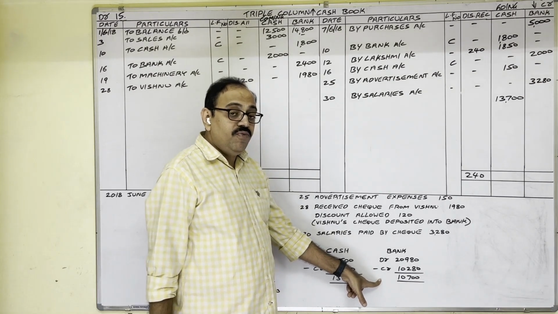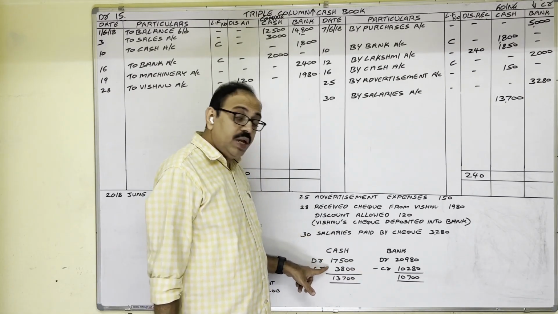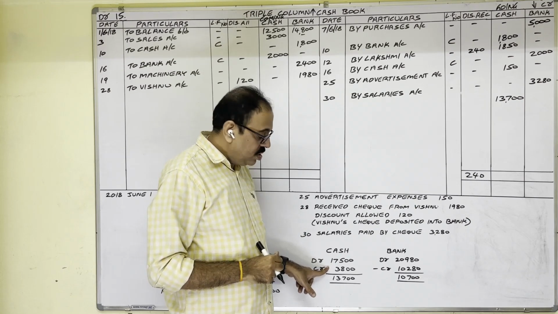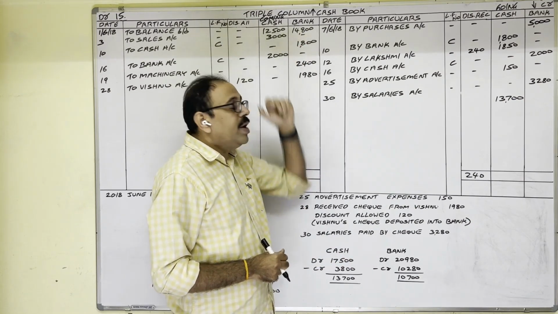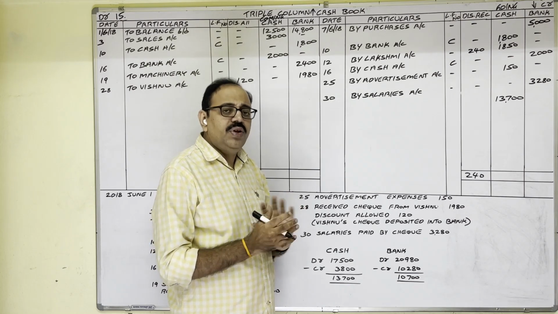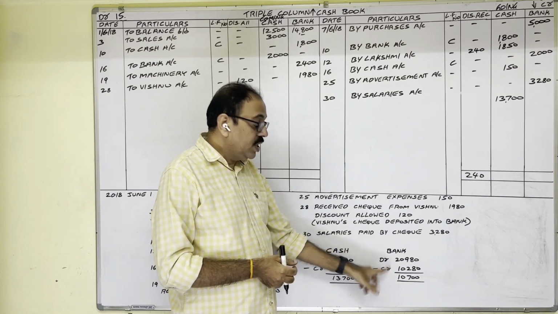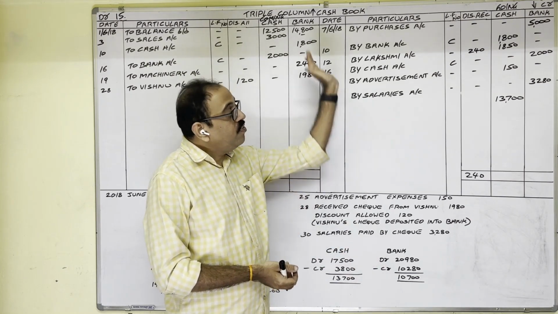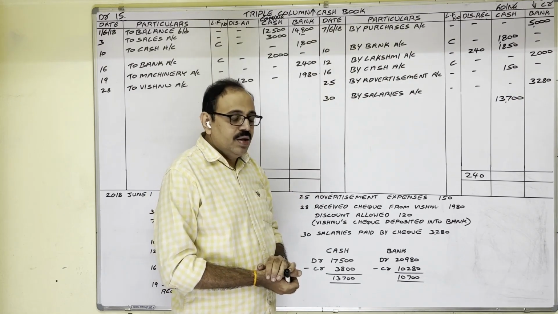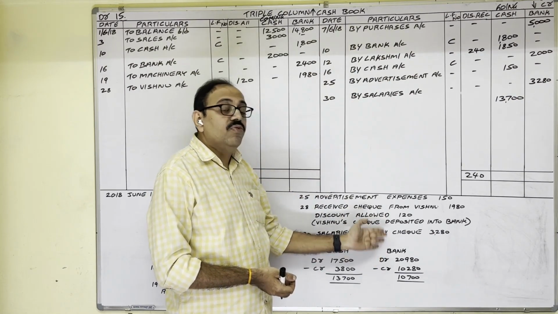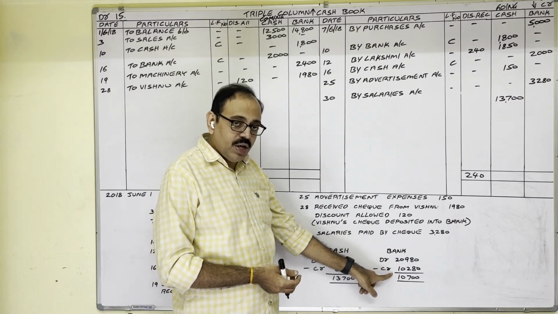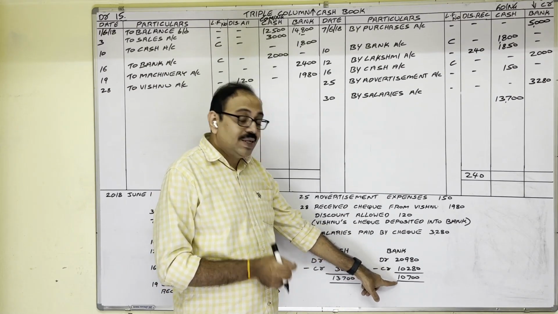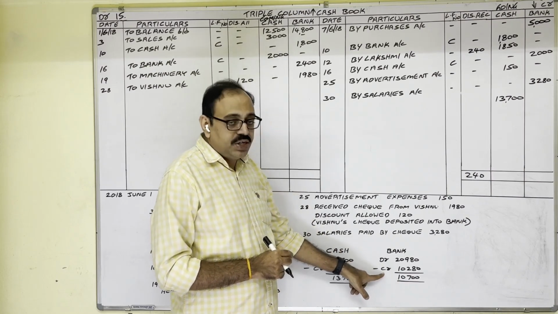So for the cash column, what I said, debit should be more than credit, otherwise the problem is wrong. For the bank column, if a favorable bank balance is given, generally the debit total will be more than the credit total. If an overdraft bank balance is given, then generally the credit total will be more than the debit total. Here the debit total is more, the credit total is less. So the difference, 10,700, we should write on the credit side.